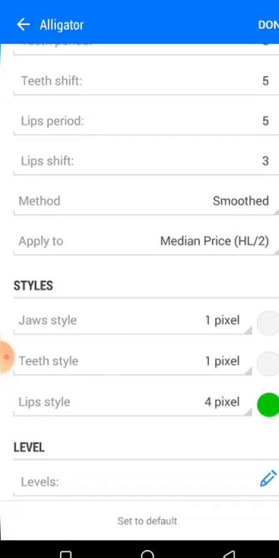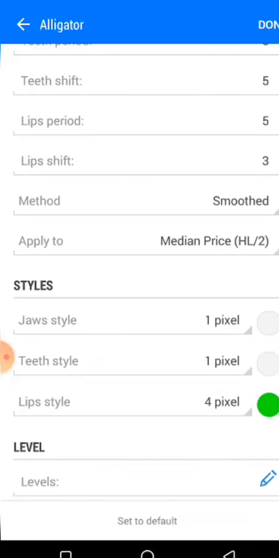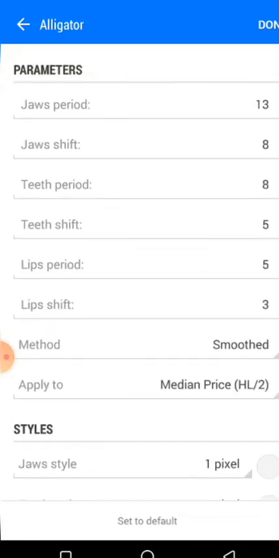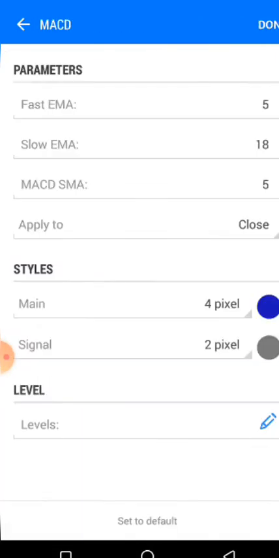So the lips use green, with 4 pixel, because that is the only one we need. So that is all. If you want to set this alligator, just choose the default settings, then change only the style of the jaw and the teeth. We don't need them. Use 1 pixel and white. We need only the lip style. Then choose 4 pixel.